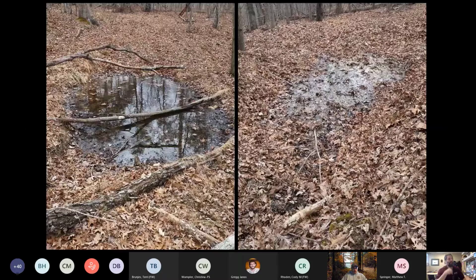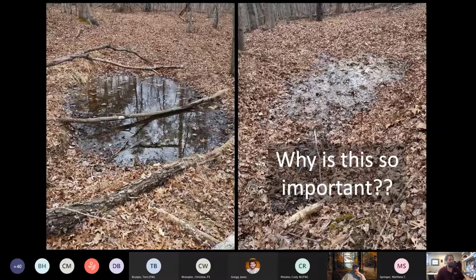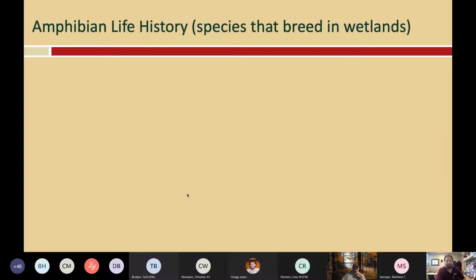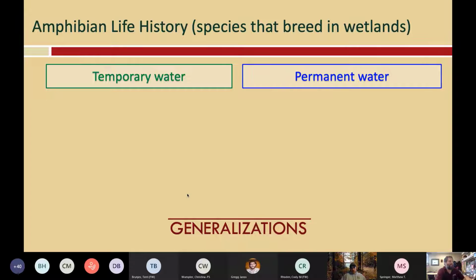This is one that was constructed unintentionally. Actually, it was created by off-road vehicles, and it dries. Why is that important? So I keep saying not permanent or targeting hydroperiods. Why is that an important consideration? Let's go back to amphibian life history again, and I'm going to make some really broad generalizations. I don't think I saw John McGregor on here, so maybe I'm safe from criticism. We'll see. I might overgeneralize, but in general, those that breed in temporary water versus permanent water, I'm going to differentiate.